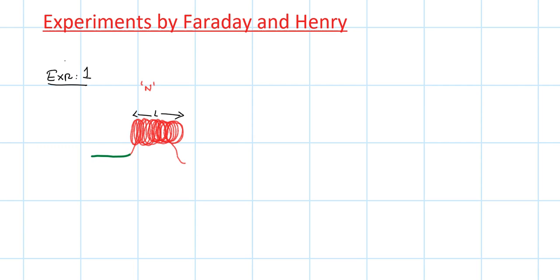Let us connect these two terminals of the solenoid to a device called the galvanometer. The galvanometer detects the presence of any tiny current within the circuit. So if the galvanometer deflects, then it implies that there is a current through the circuit which passes through the coil.